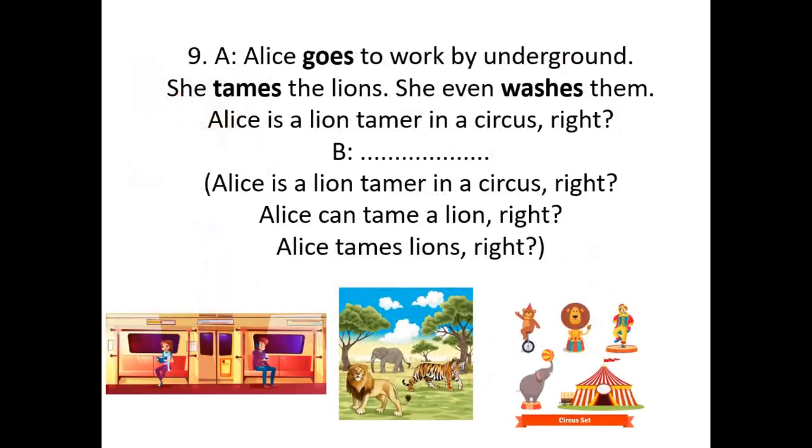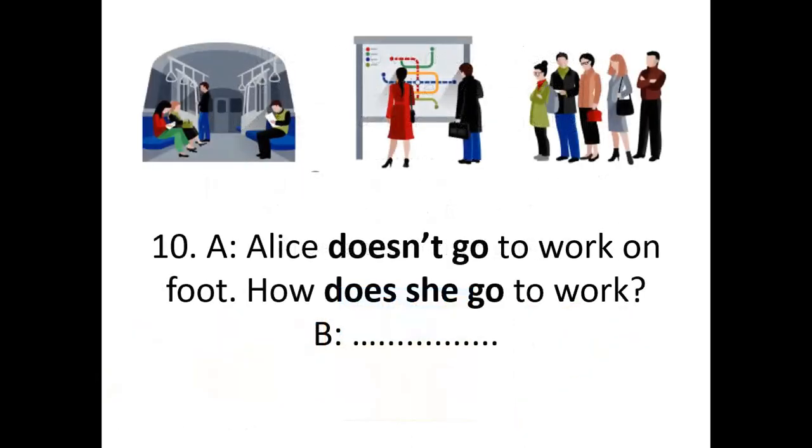9. Alice goes to work by underground. She tames the lions. She never washes them. Alice is a lion tamer in a circus, right? Yes, she is a lion tamer. Alice can tame a lion, right? Yes, she can. Alice tames lions, right? Yes, she does. Short answer, or yes, she tames lions.